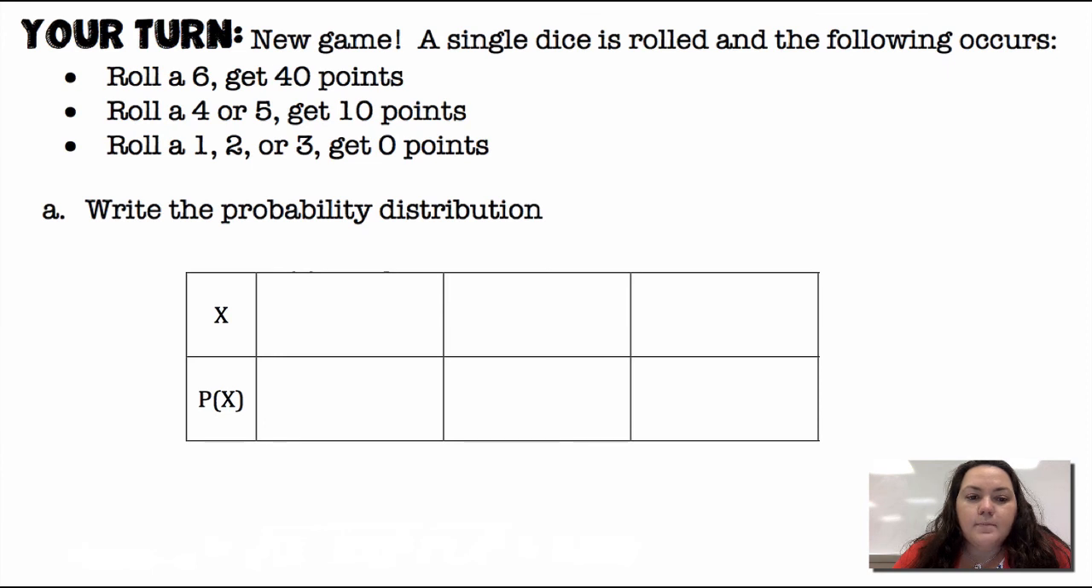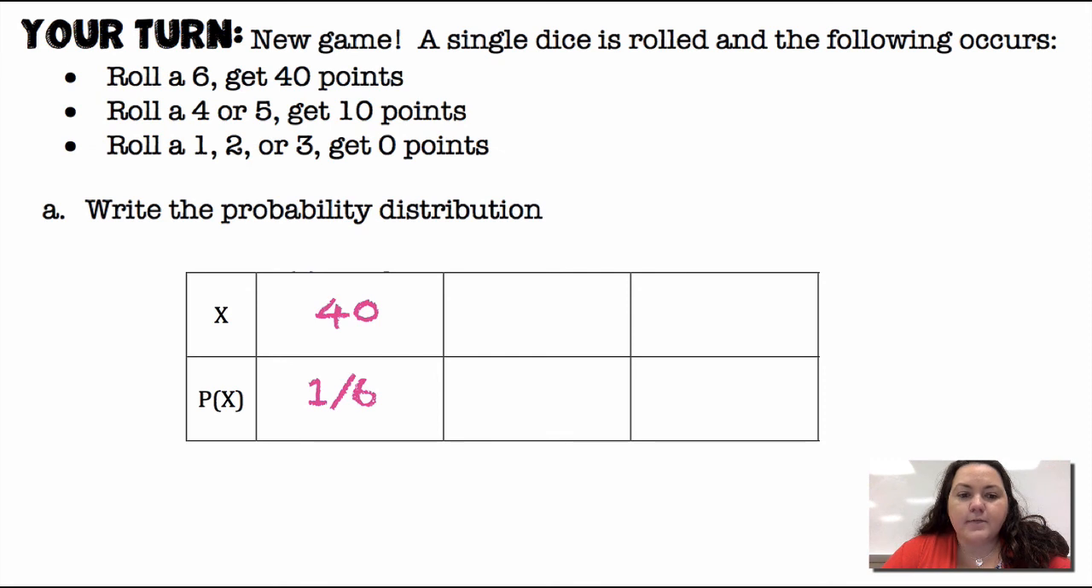All right, your turn. A new game. A single die is rolled and the following occurs. If you roll a 6, you get 40 points. If you roll a 4 or a 5, you get 10 points. If you roll a 1, 2, or 3, you get 0 points. Write a probability distribution.